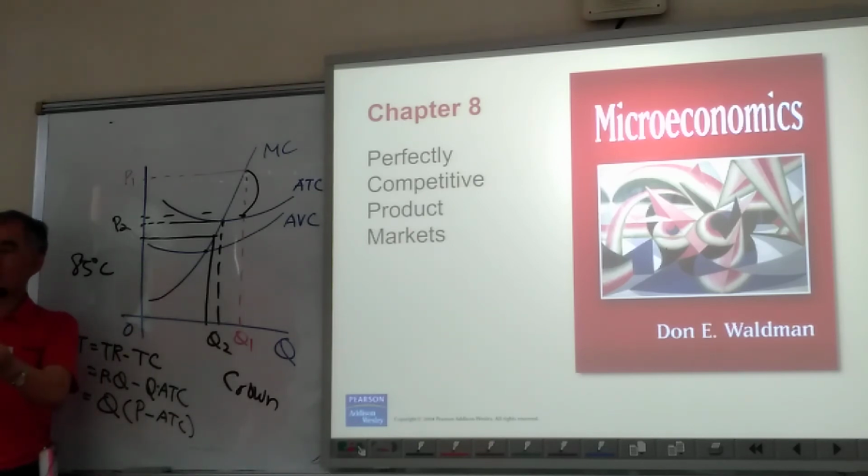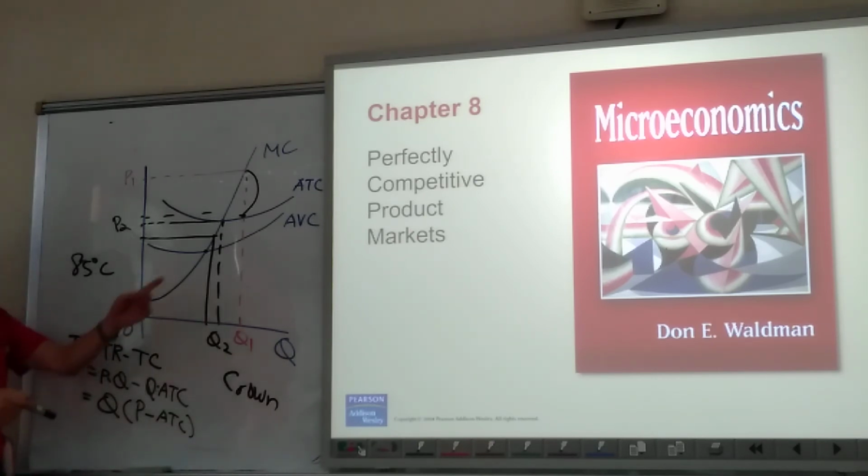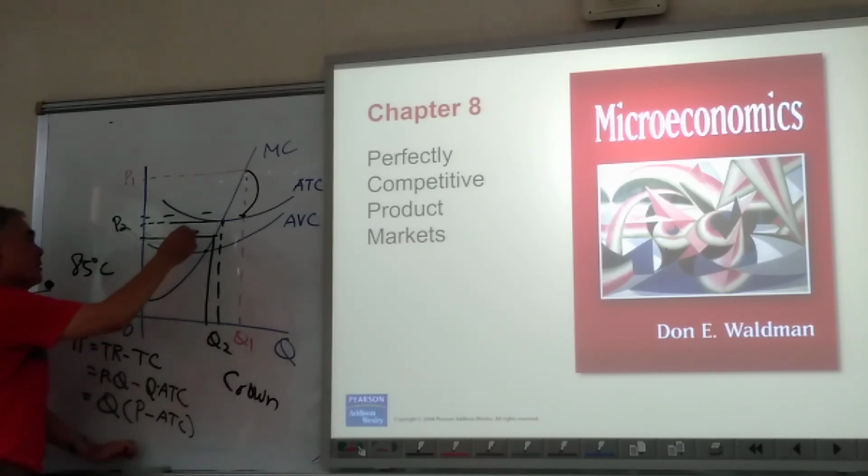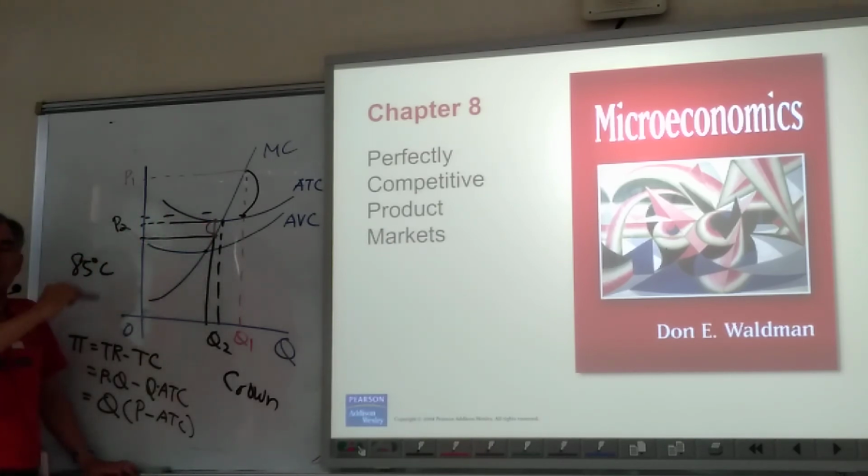7-Eleven, McDonald's, Family Mart, all joining in. So at this point, what does that mean? You know, ATC is here, right? And the price is here. What happened? You have lost, okay? You have lost. And so the market continues.